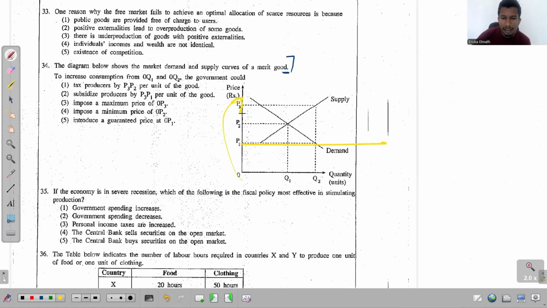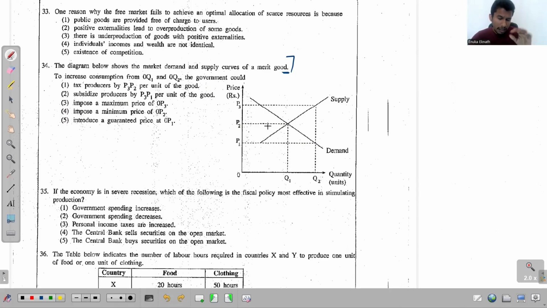OP3 is not a maximum price. So that is wrong, because a price higher than the equilibrium price we recognize as a minimum price. So OP3 is not a maximum price. So this statement is wrong. Next, the fourth one: impose a minimum price of OP2. The minimum price of OP2 is not a minimum price, that is the equilibrium price.